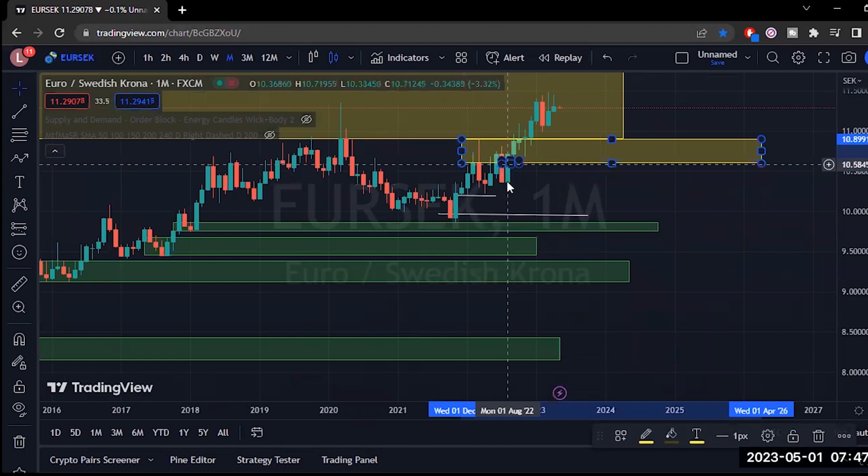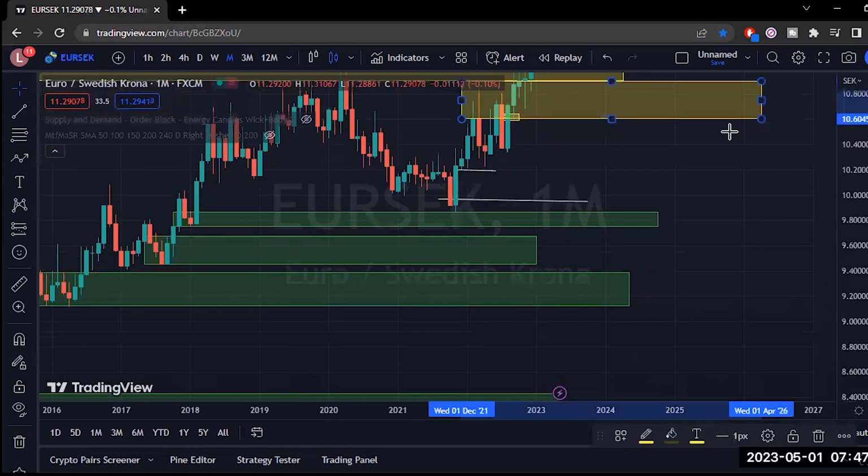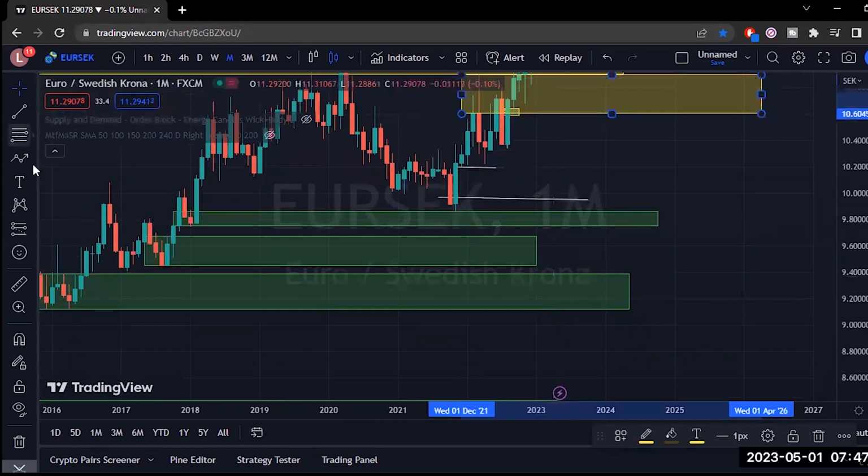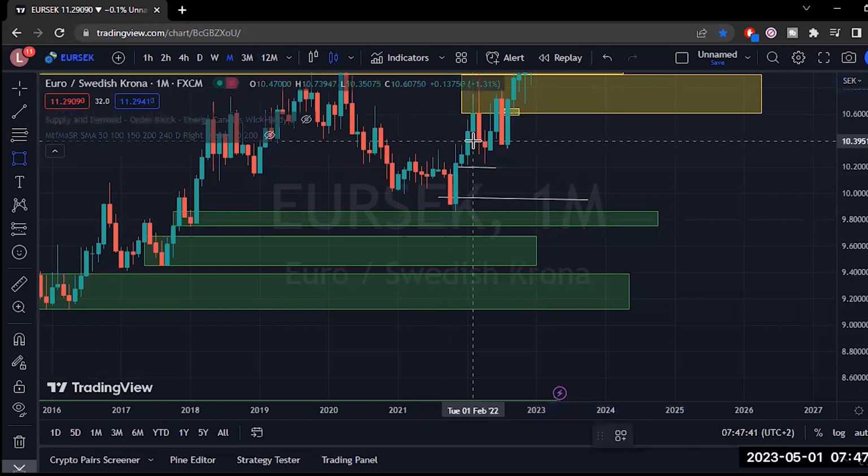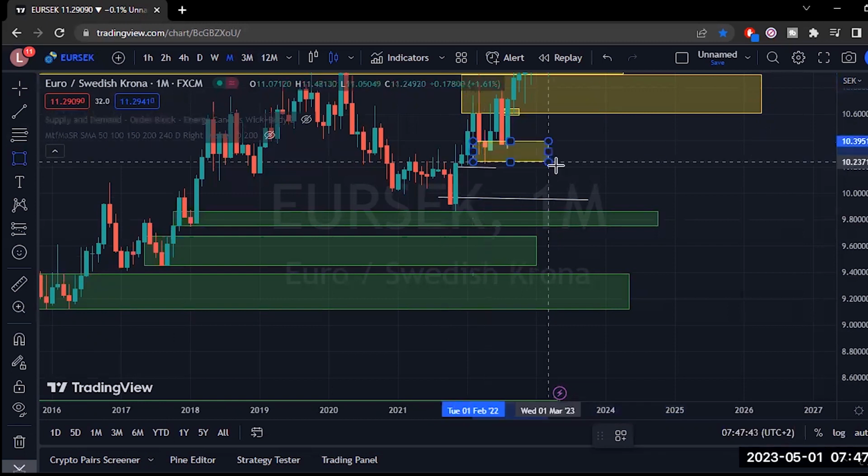Price fell into a demand the following month. This is month to month. These are very, very massive time frames, so you've got to have the patience of a saint, really, and keep track of this stuff.